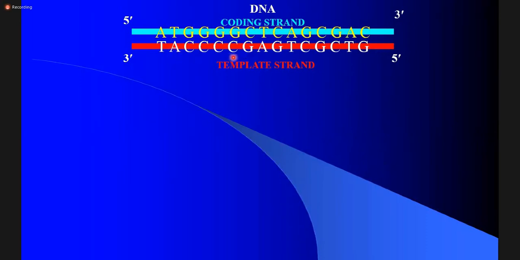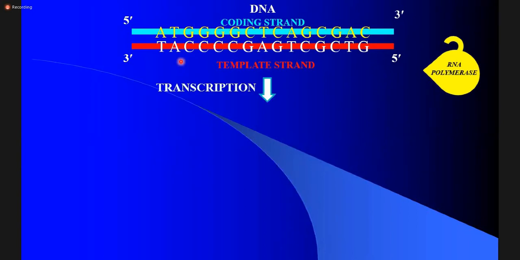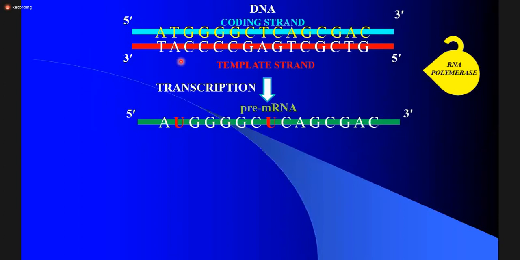The one strand will be known as the coding strand, and the other strand will be known as the template strand. Now, through the transcription process, the RNA polymerase enzyme will read the template strand from the 3' to 5' position. It has a characteristic that it can only read from 3' to 5' direction and synthesizes the messenger RNA.